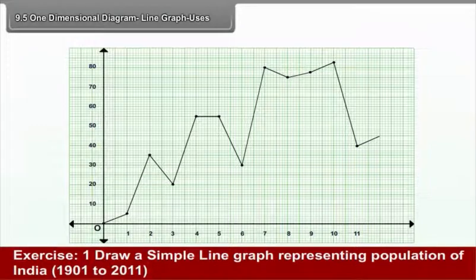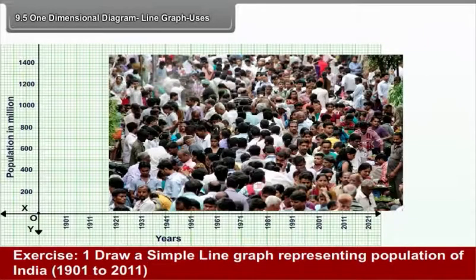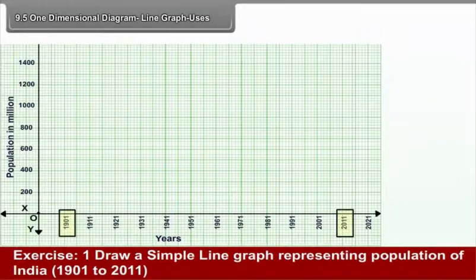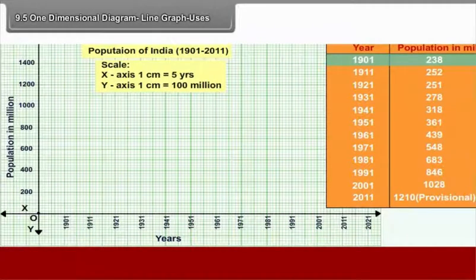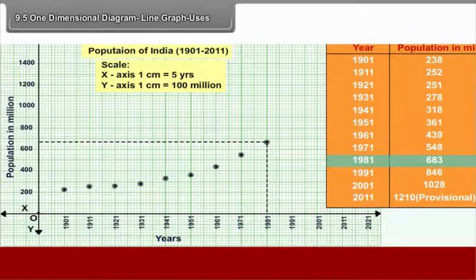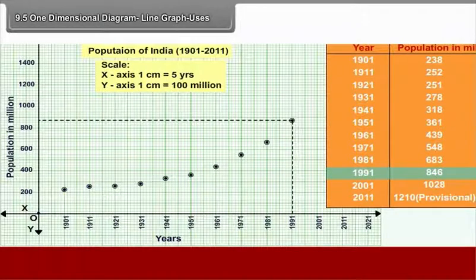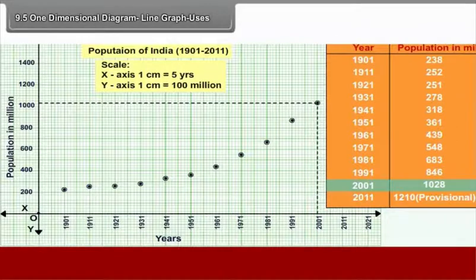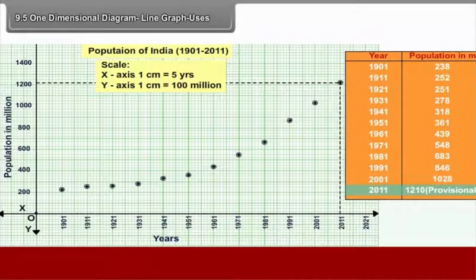Exercise 1. Draw a simple line graph representing population of India, 1901 to 2011. Year, population in millions. 1901, 238; 1911, 252; 1921, 251; 1931, 278; 1941, 318; 1951, 361; 1961, 439; 1971, 548; 1981, 683; 1991, 846; 2001, 1028; 2011, 1210, provisional.